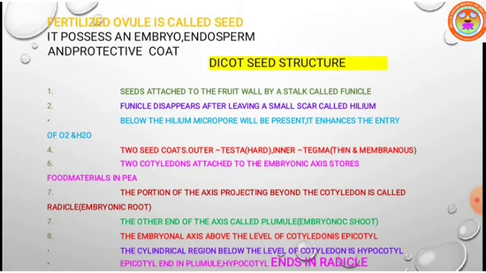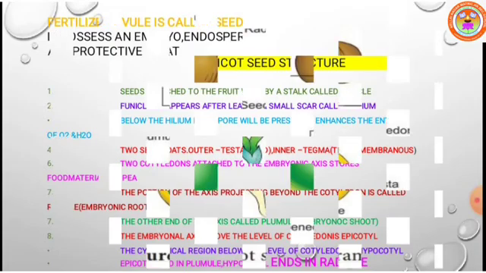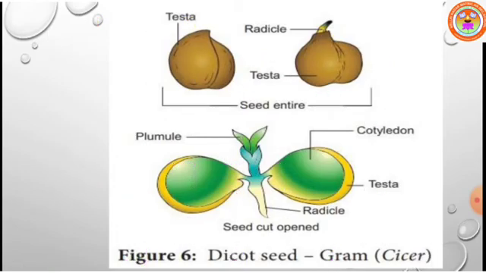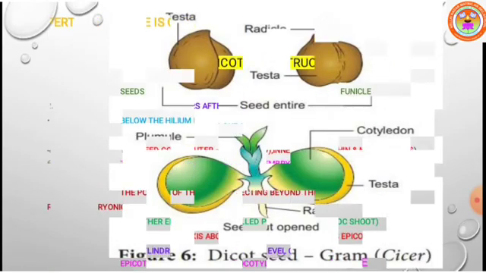In this session, we are going to look at the dicotyledon seed. An example for a dicotyledon seed, with the size of the seed, is given. The mature seeds are attached to the fruit by a stalk called funiculus.